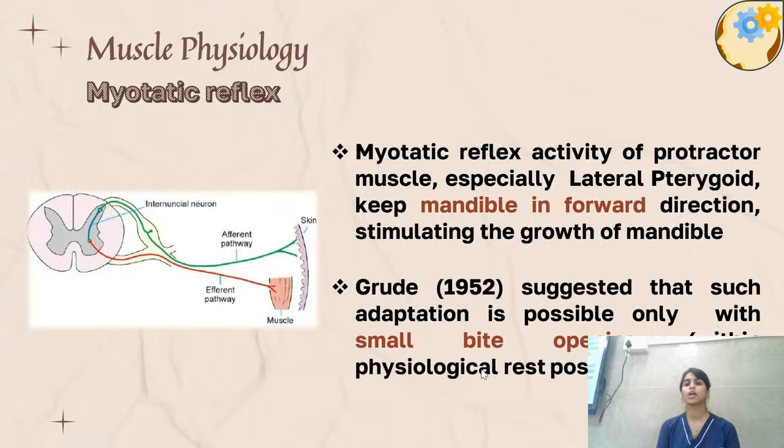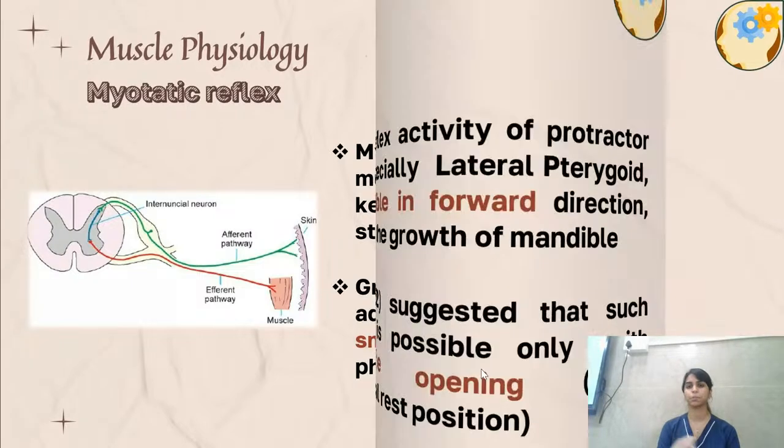So the myotactic reflex activity of the protractor muscles of the mandible, especially the lateral pterygoid, is what is responsible to keep the mandible in a forward direction, thus stimulating growth of the mandible. Grood in 1952 suggested that this kind of reflex and adaptation is only possible when you have a small bite opening that is within the physiological rest position.